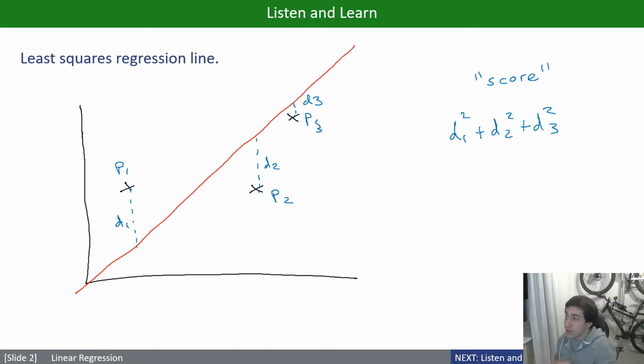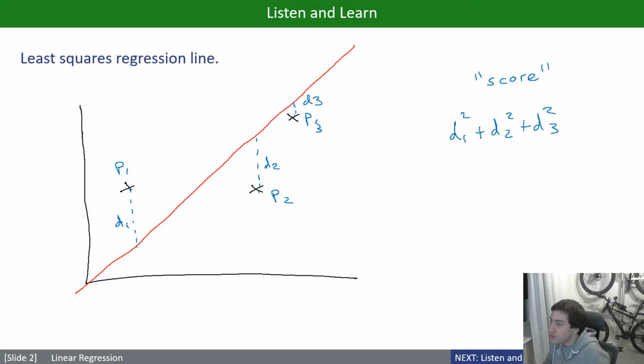And if I had more than 3 points, 4, 5, a million, whatever, that's how many numbers I would square and add up. So if I had 10 points, I'm taking the 10 distances, always vertical. I square them, I add them up. That gives me a score.